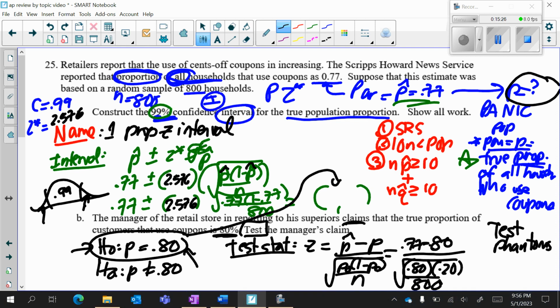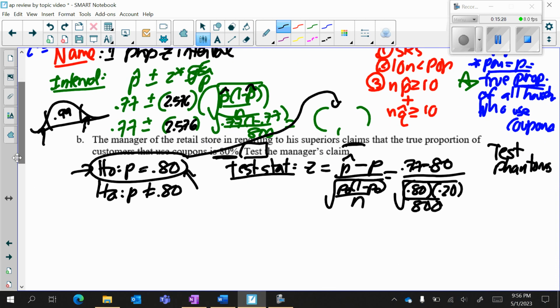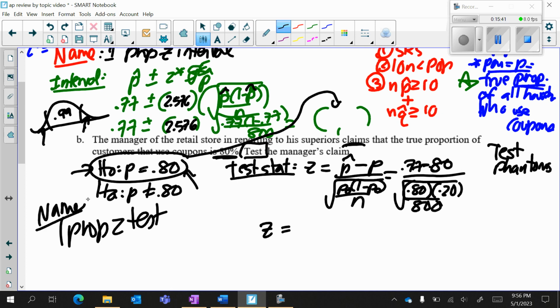Now you're going to get a z-score and a p-value. You're going to put it in the calculator. You're going to go to stat, go over to test, and choose the one that's called the one proportion z-test. The name before was a one proportion z interval above. Now it's just a one proportion z-test because we're doing a test now.